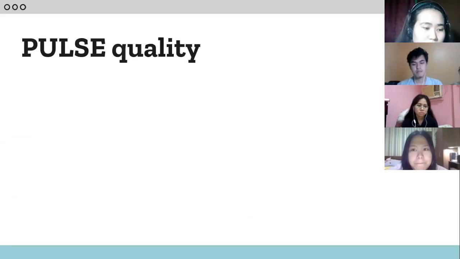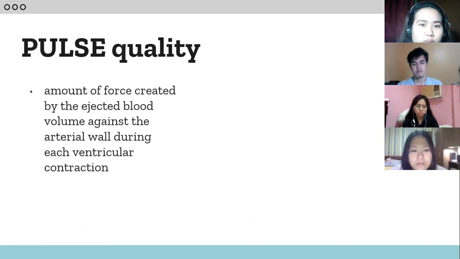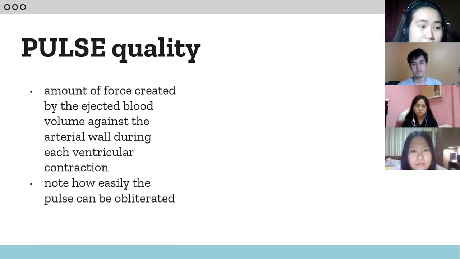So, with the pulse quality, you need to take note of the amount of force created by the ejected blood volume against the arterial wall during each contraction. Of course, we are physical therapists, so we take a macro approach and cannot go into detail. What we're going to use is to note the pulse, whether it can be obliterated or not, as a guide to determine the pulse quality.